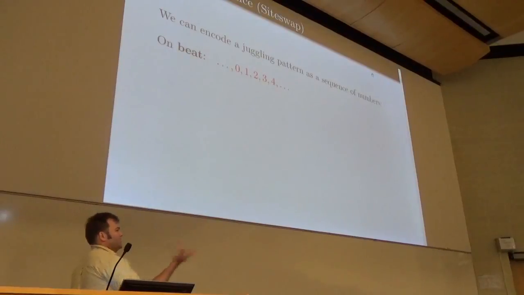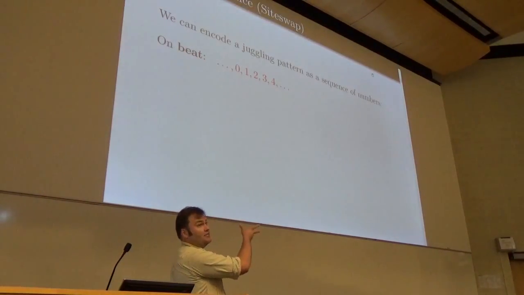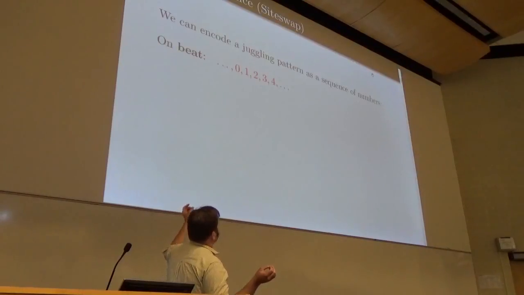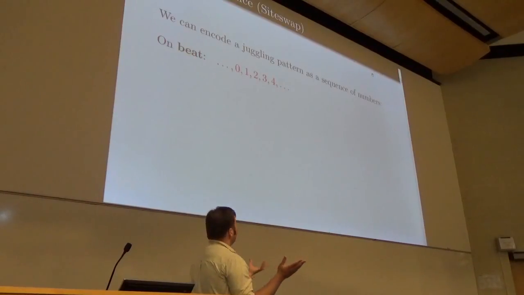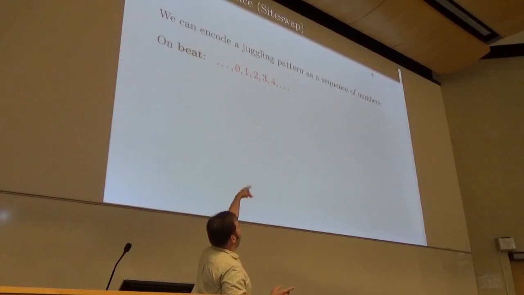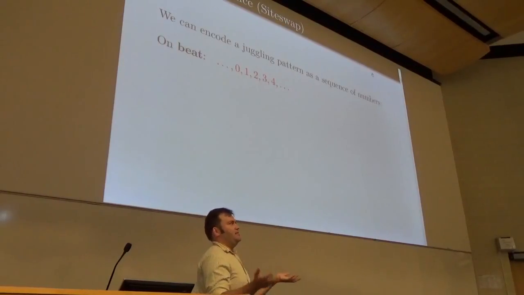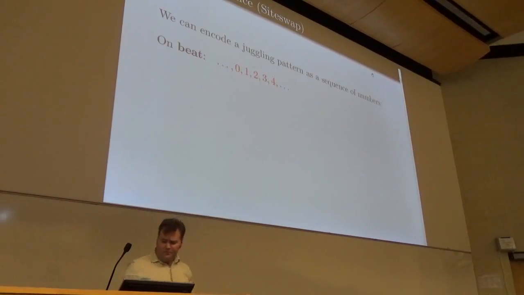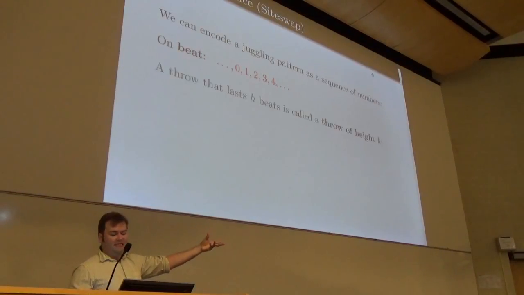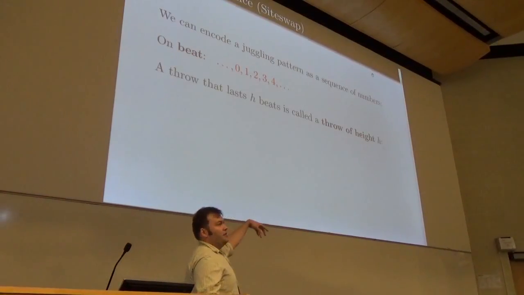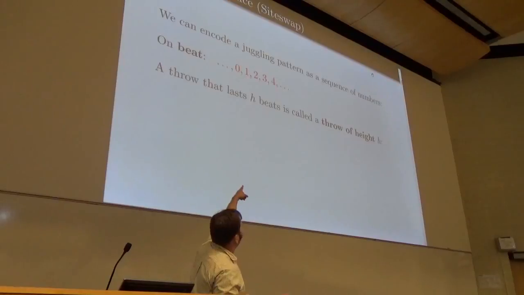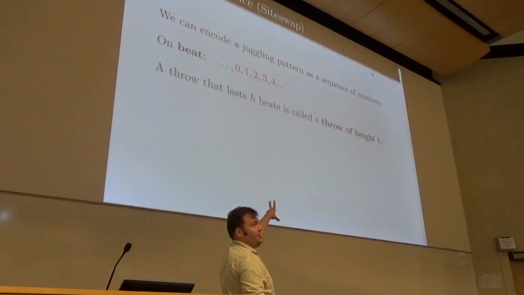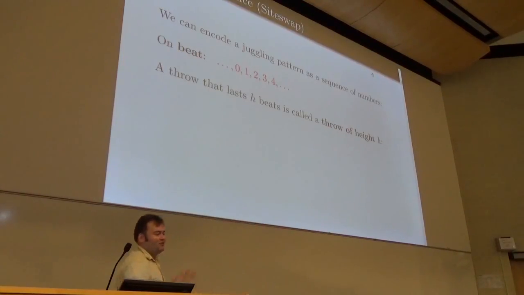So what is a juggling sequence? This is also called a siteswap, if anybody's a juggler here. It's a way of encoding a pattern into a sequence of numbers. First, you index the beats. You just start the beats somewhere: 0, 1, 2, 3, 4. Then here's what the numbers in the sequence mean. If you have a throw that lasts h beats, then it's a throw of height h. I'll show you some pictures and demonstrate, and you'll see what this means.